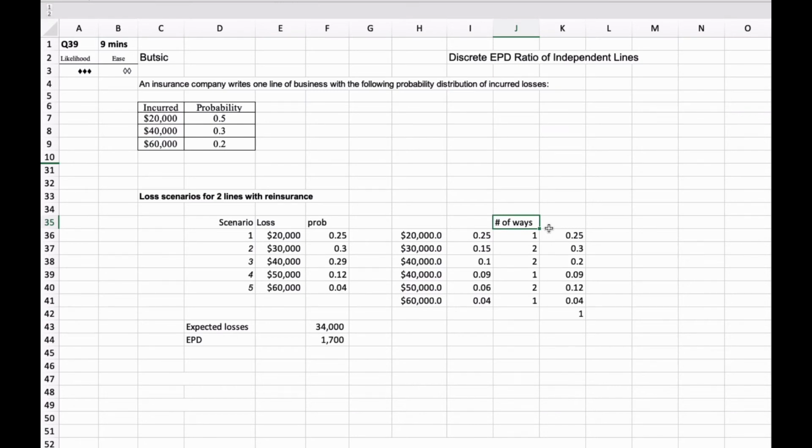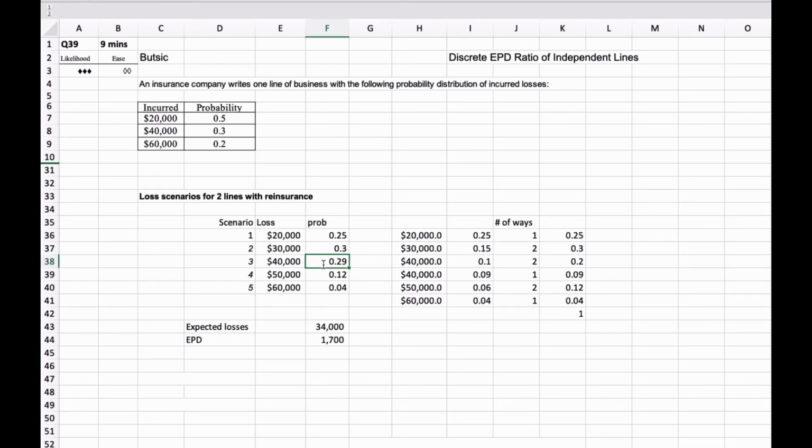Now, we have to account for number of ways of making the combination. When loss is identical for both lines, there's only one way to make the combination. But when loss is different, there are two ways. For example, for combined losses of 30,000, the first line could have 20,000 loss and second line has 40,000, or the other way around. That's why we multiply 2 with the probability. Now, multiply number of ways with probability to get the total probability.